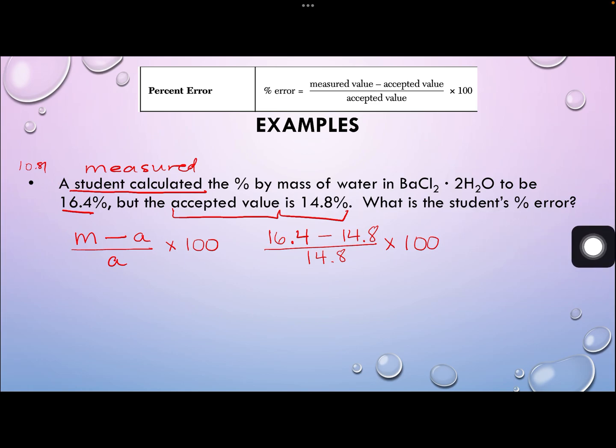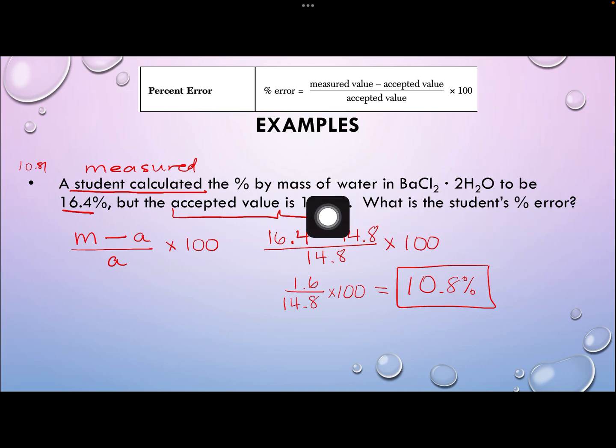So the subtraction part, the 16.4 minus the 14.8, would give us 1.6 over 14.8 times 100, and that comes out to roughly 10.8%. So what that is saying is when the student did their work, they were 10.8% away from what they should have gotten.